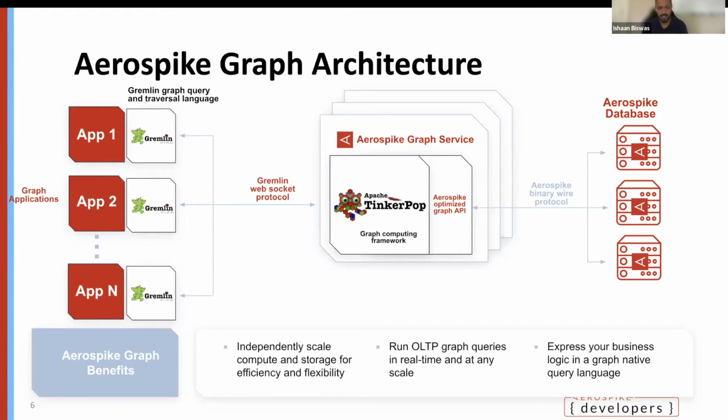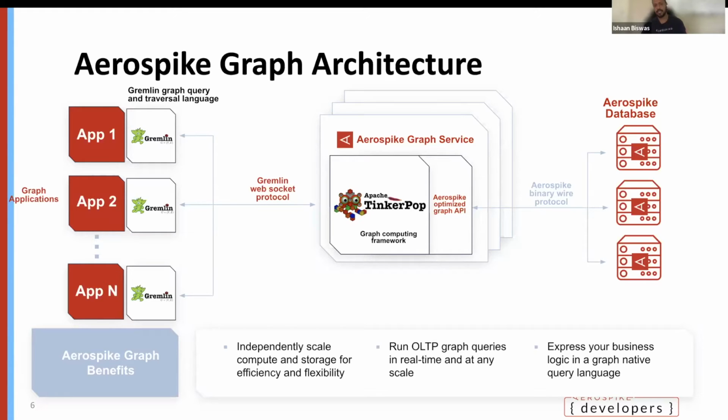What you also see here is Apache TinkerPop. So we leverage the Apache TinkerPop project to do the graph computing. And this is where we integrate the Aerospike client API. So this is where we've done a lot of work in using advanced features of the database to optimize for performance.